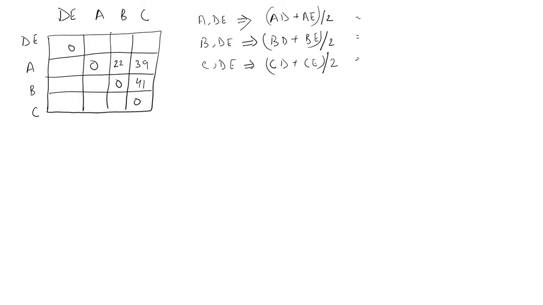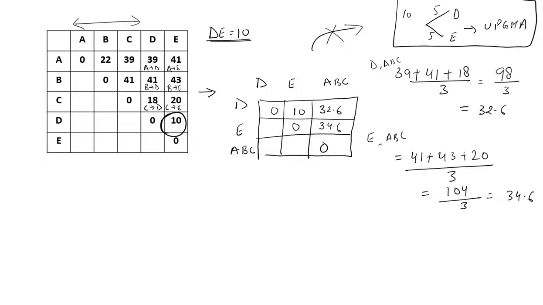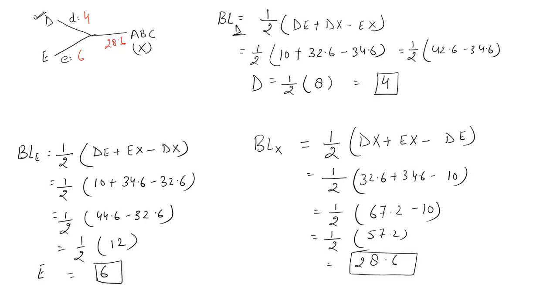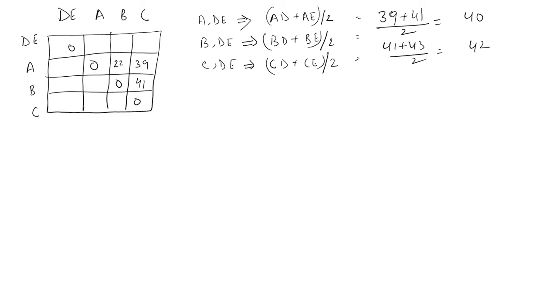So let's see the AD and AE values. AD is 39, AE is 41. So 39 plus 41 divided by 2. So it is 80 by 2, it's 40. Now BD and BE, it's 41 and 43. 41 plus 43 divided by 2. So it is 84, means 42. And CD and CE: 18 and 20. 18 plus 20 divided by 2. So it is 38, 38 divided by 2 is 19. So this one is 40, this one is 42, and this one is 19.